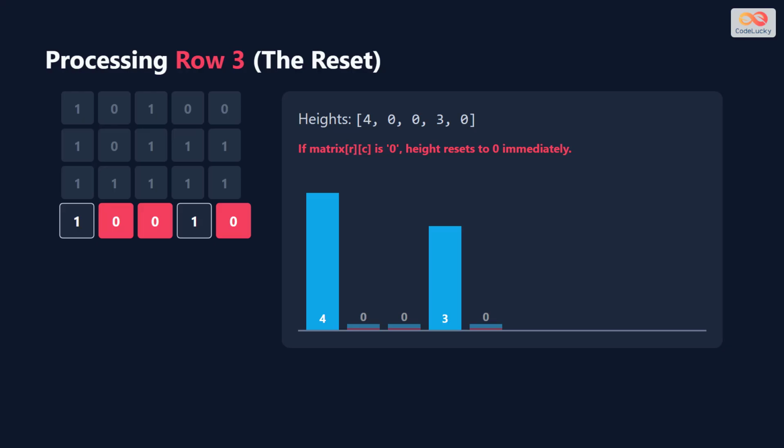Finally, we process row 3. Here is the important rule. If we encounter a 0 in the matrix, the height for that column immediately resets to 0, regardless of how high it was before. You cannot build a rectangle on top of a gap. This reset ensures our potential rectangles remain valid solid blocks of ones.